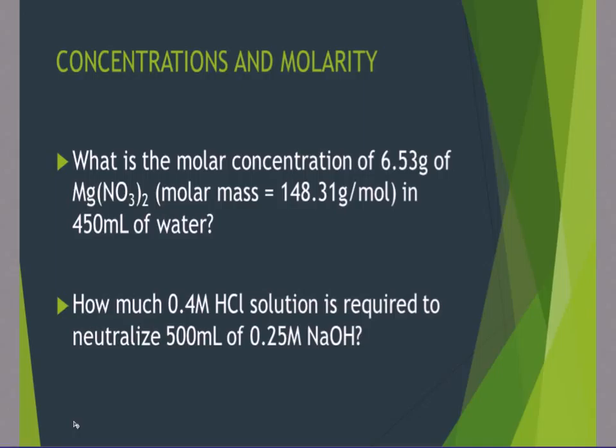Problems which have to do with molarity. So this first one, we're asking what is the molar concentration of 6.53 grams of, what is this compound? It's magnesium nitrate, and the molar mass of it is given, and we want to know what is the concentration of that much magnesium nitrate in 450 milliliters of water. So how should we start this problem?